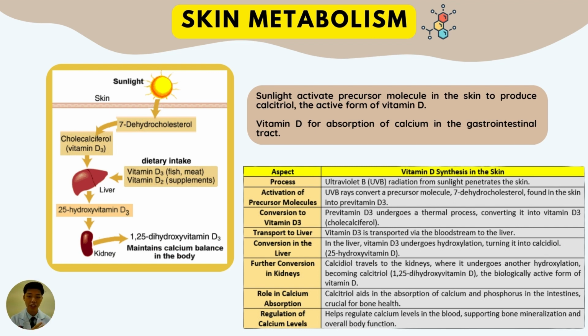So that pre-vitamin D3 undergoes a thermal process converting it into vitamin D3, or other name is cholecalciferol. Vitamin D3 is transported via the bloodstream to the liver. In the liver, vitamin D3 undergoes hydroxylation, turning into calcidiol or 25-hydroxy-vitamin D3. Calcidiol travels to the kidney where it undergoes another hydroxylation, becoming calcitriol or 1,25-dihydroxyvitamin D3, the biologically active form of vitamin D3.